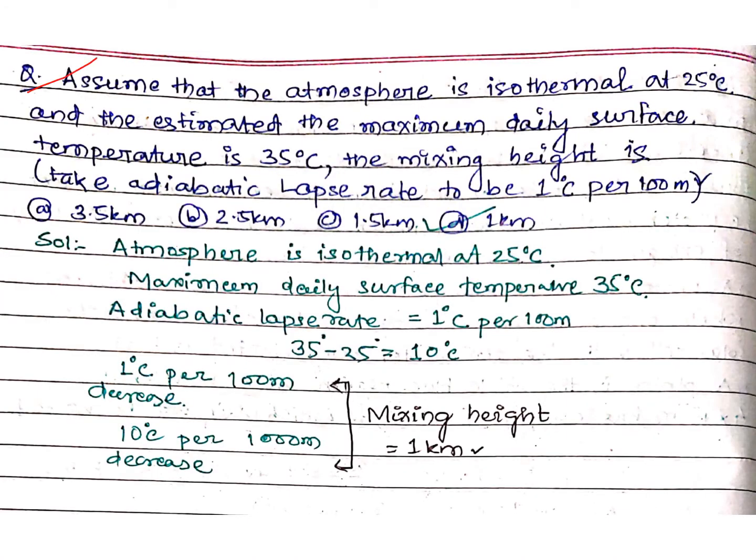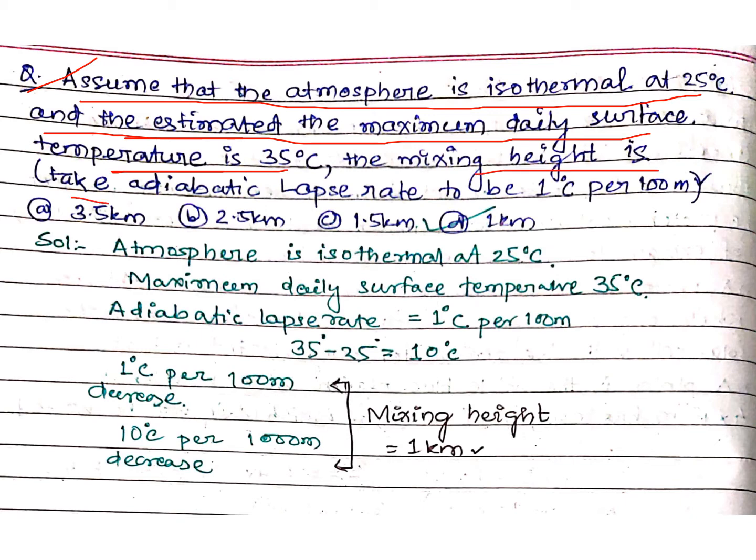So in the next question, you are seeing that there is a question that comes from the atmosphere again. Assume that the atmosphere is isothermal at 25 degrees and the estimated maximum daily surface temperature is 35 degrees Celsius. What is the mixing height if we take the adiabatic lapse rate as 1 degree Celsius per 100 meters?